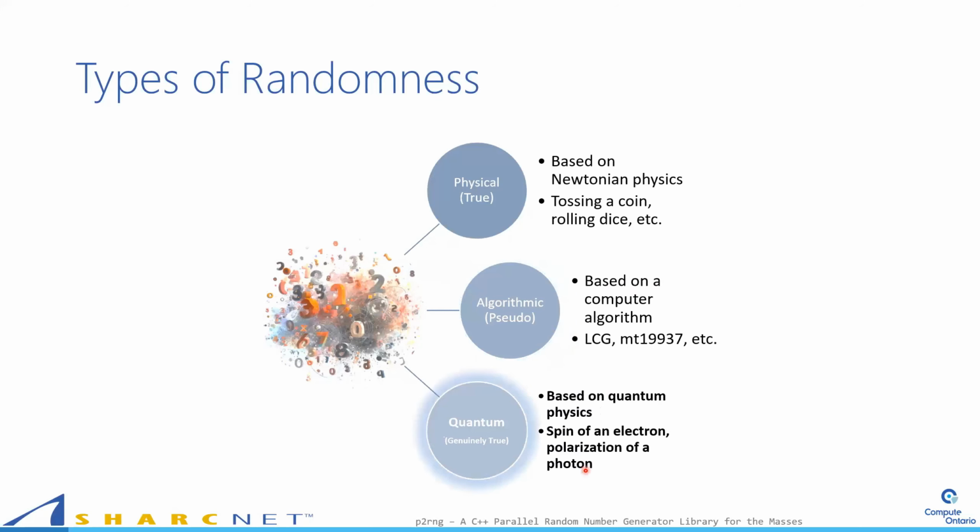And finally, we have quantum randomness, that is based on quantum physics, like the spin of an electron or polarization of a photon. Contrary to the previous ones, this one is the real deal. But currently, quantum computers are out of reach for many of us. If you're interested in this kind of randomness, you probably need to wait 5 to 10 years till they become widely available.